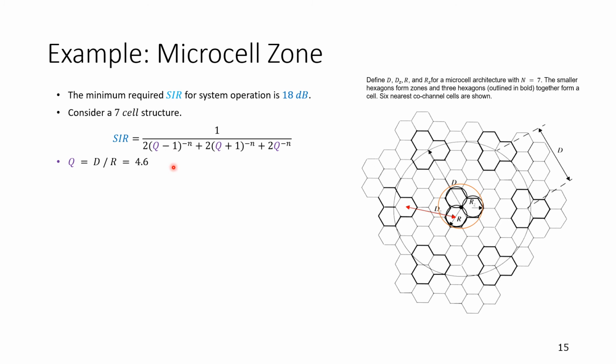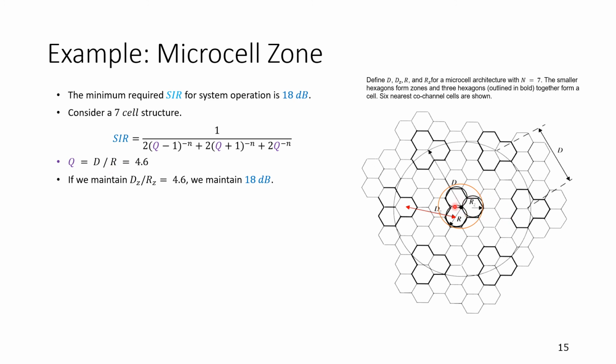So what is Q here? It's D divided by R. You can find it's going to be 4.6 to maintain this. By substituting, you can convert 18 dB into linear scale. That's going to be 10 raised to power 1.8, and solve for Q. That Q is going to be 4.6. But we know also that Q is D over R.